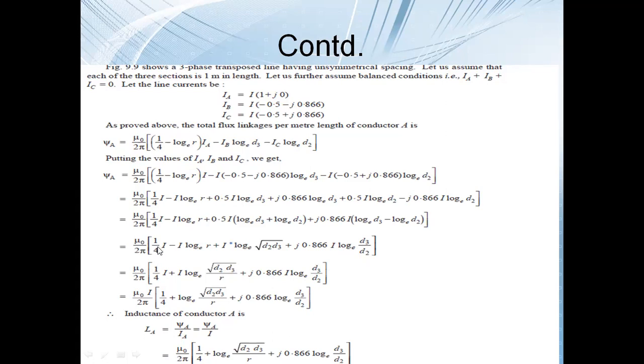Now next step, it is 1/4 I, and here you see this is plus I and this is minus. So we are taking I common: I log of square root of D2, D3 by R, because this minus this, plus J 0.866 I log of D3 by D2. So finally, taking I common, this is mu naught I by 2 pi, 1/4 log of square root of D2, D3 by R plus J 0.866 log of D3 by D2. Up to this particular step, whatever steps are there, is there any doubt? Please tell me.